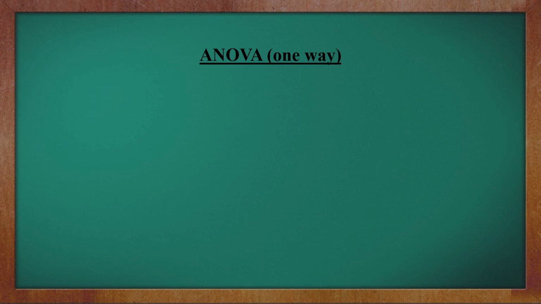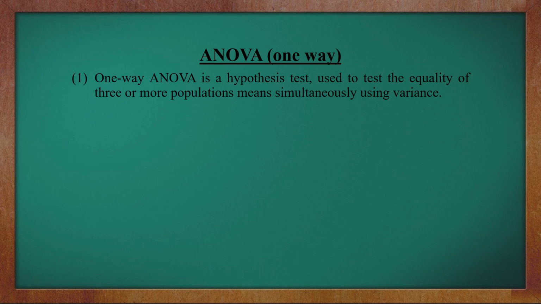ANOVA is of two types. First one is one way and second is two way. In this video, I will discuss ANOVA one way. So first of all, before starting any problem, I'll discuss what the basic condition of ANOVA one way is. ANOVA test is applicable, guys, if we have two, three or more populations. Suppose you have only two populations.